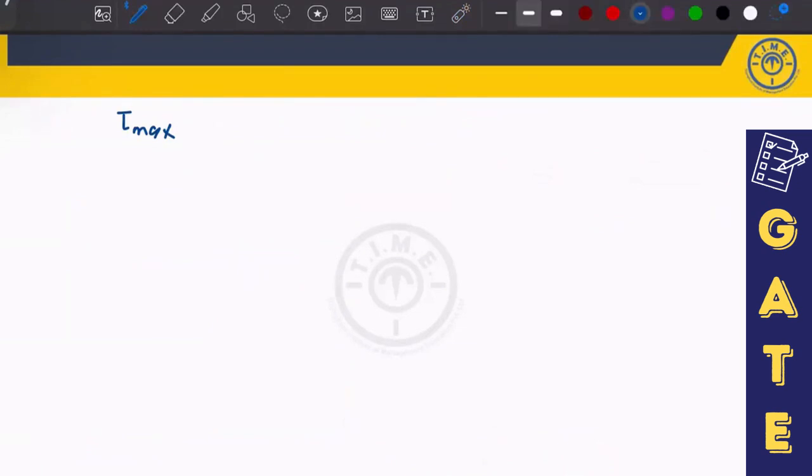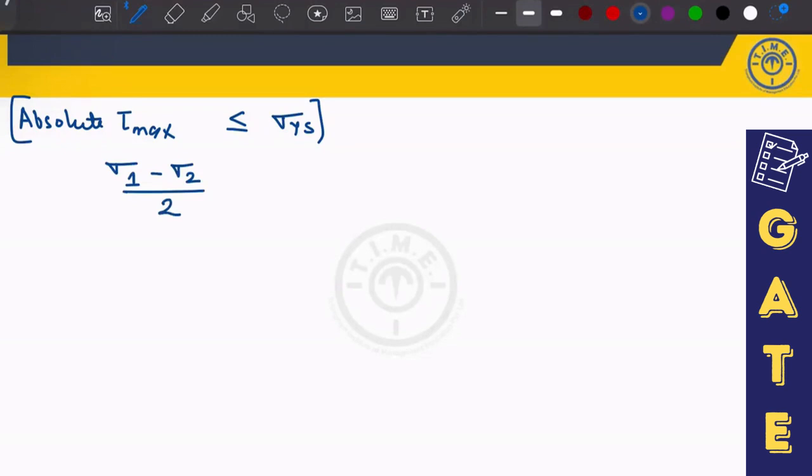As per Tresca's theory, absolute tau max should be less than or equal to the yield shear strength. When this condition is satisfied, we can say that our component is safe, because we are designing the component. So what will be the important result? Sigma 1 minus sigma 2 by 2. You have to take the absolute tau max, the maximum value of sigma 1 minus sigma 2 by 2, sigma 1 by 2 and sigma 2 by 2.